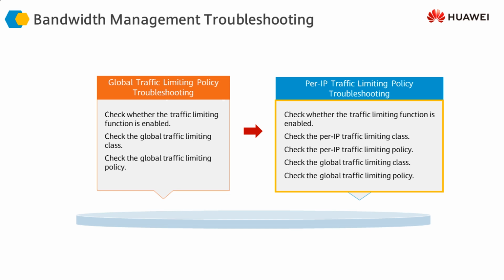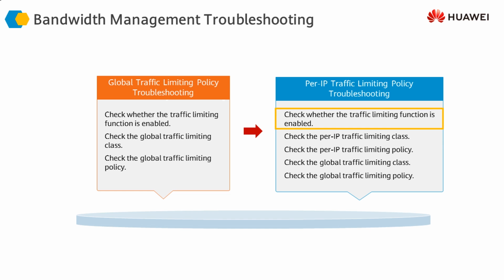Let's take a look at what we need to do for troubleshooting the global traffic limiting. Check whether the traffic limiting function is enabled. We have to make sure that traffic limiting is being done. Check the global traffic limiting profile or class, whether we have given the appropriate values, and then check the policy, whether we have called the profile into the policy and we have identified the traffic within the policy. So you need to check the policy, you need to check the profile, and you need to check the overall traffic limiting, whether it's enabled or not.